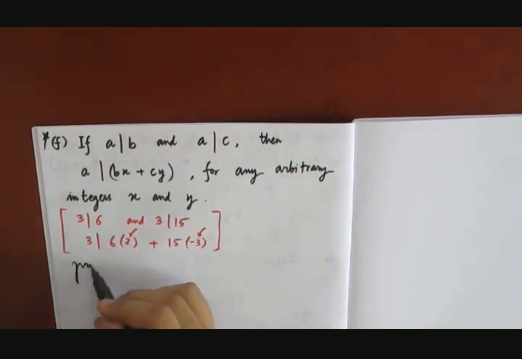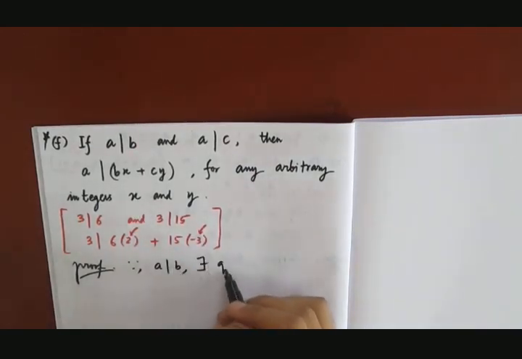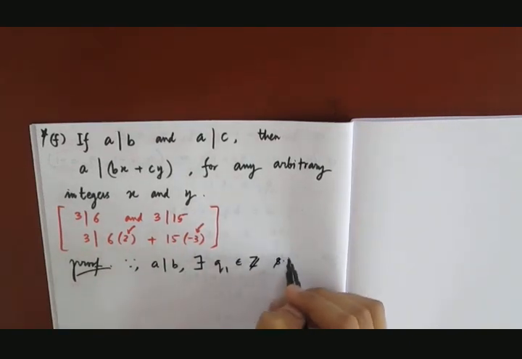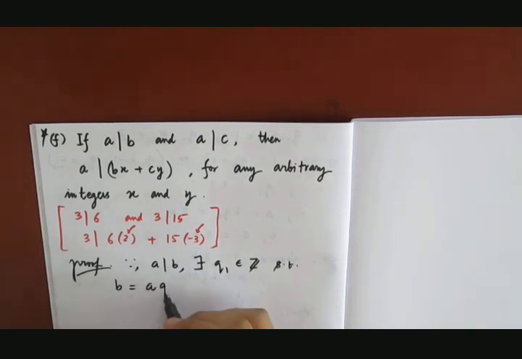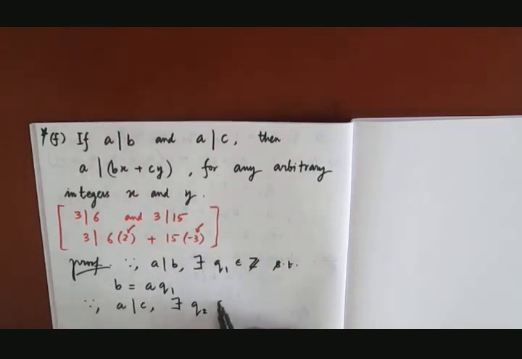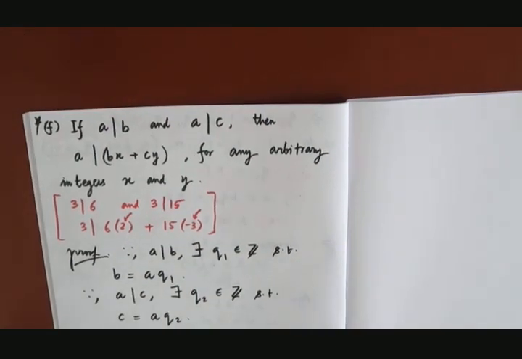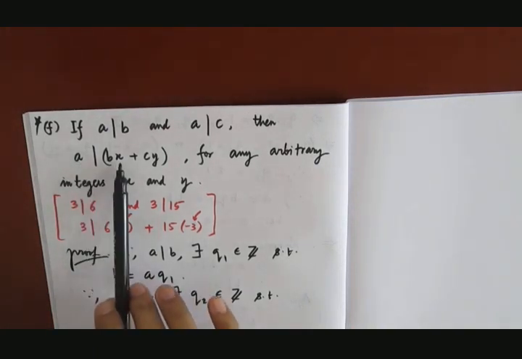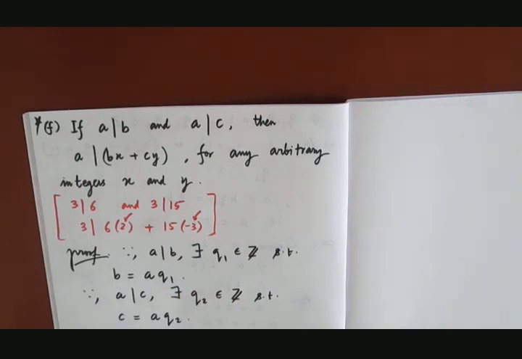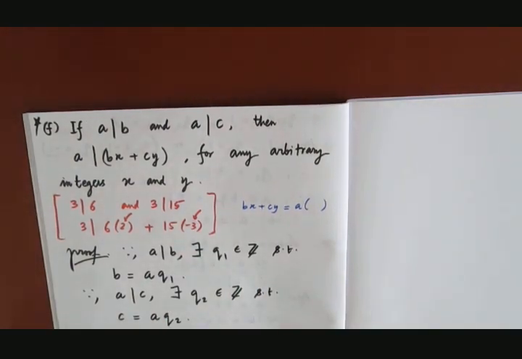So let me give you the proof now. Proof is very simple. Since A divides B, there exists Q1 over Z such that B can be written in the form A times Q1, and since A divides C, there exists Q2 over Z such that C can be written as A times Q2. Any confusion till here? Now, what do I have to prove? I have to prove that A divides Bx plus Cy. That means I have to prove that Bx plus Cy can be written as A times some integer. If I can prove this, then we are done, because that will follow from the definition itself.